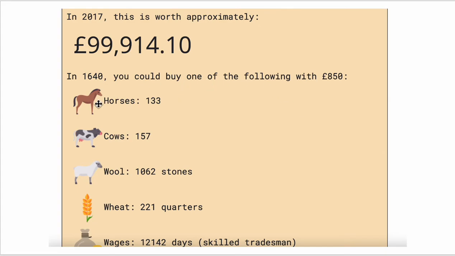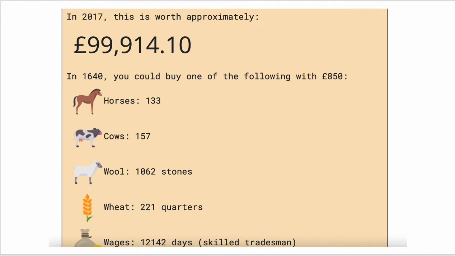So you could see in 1640, that would buy you 133 horses, 157 cows. It's 12,000 days of skilled labor. So it's a huge amount of money. It really highlights just how expensive that was. So it's a really good site to convert, if you're reading history books, into modern day prices.